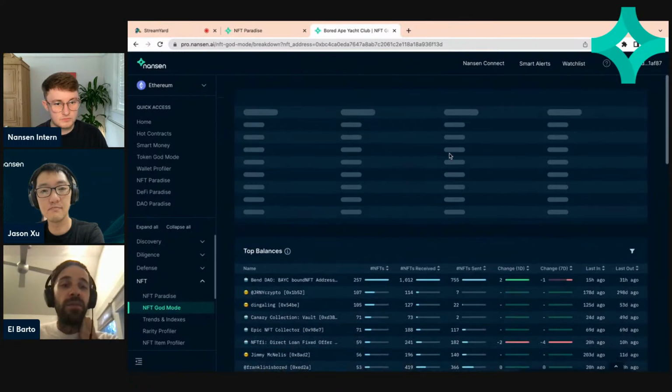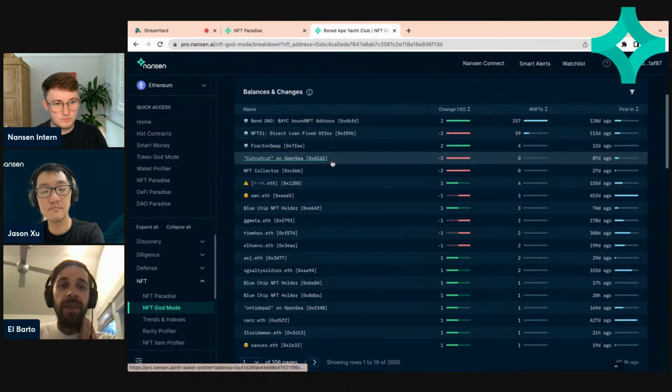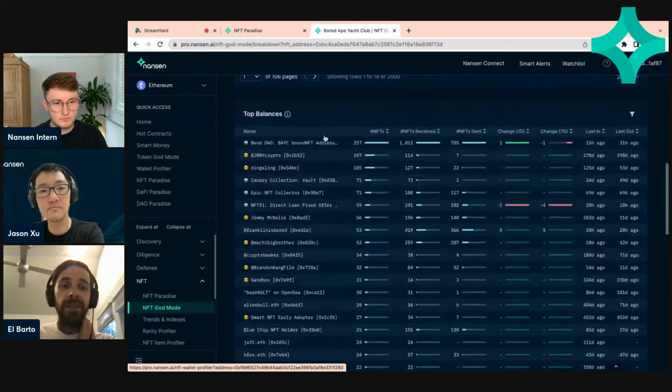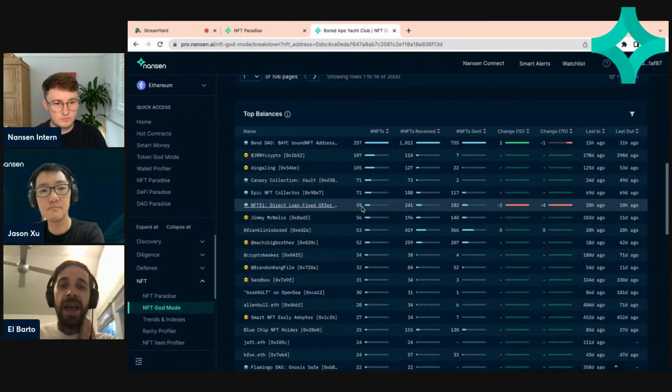So one of the analyses that I'm working on now is this NFT-Fi direct loan. This is the actual contract itself, and this is what people deposit into. But you can see there's only 59 out of 10,000 Bored Apes in this contract. While it's been attracting a good amount of apes, you wonder why it isn't getting better traction, and do people know about this?